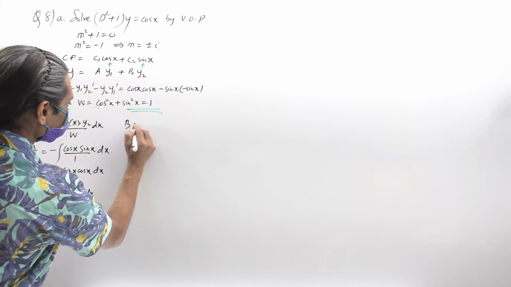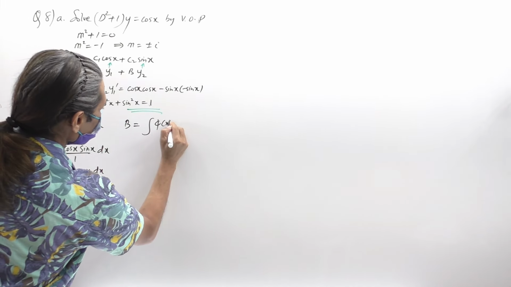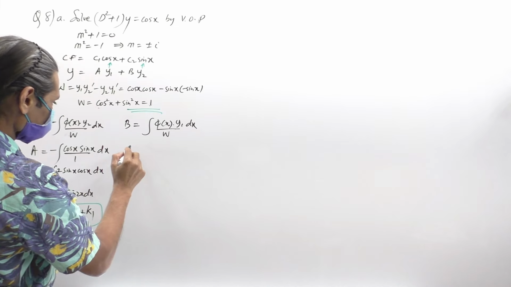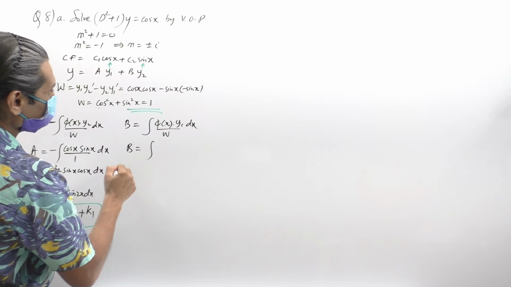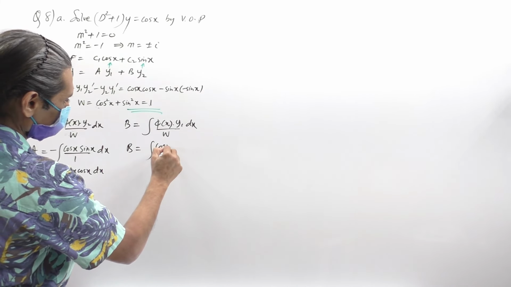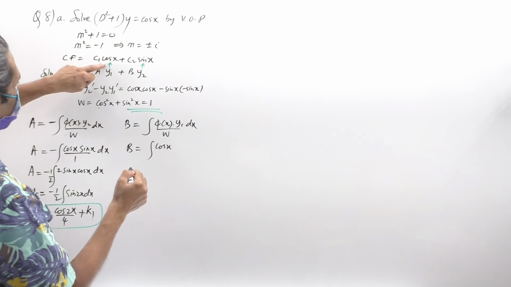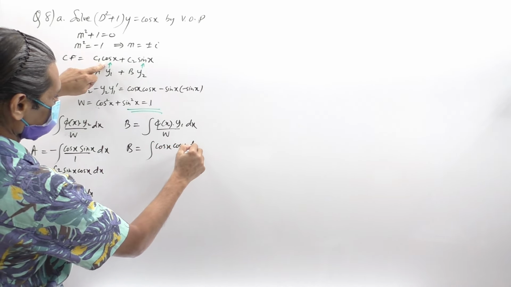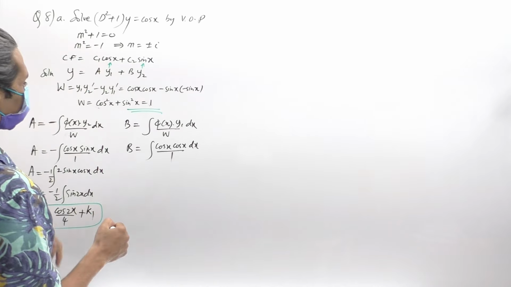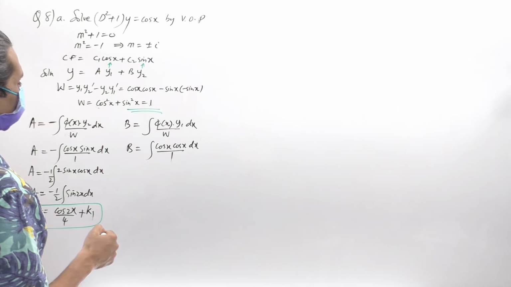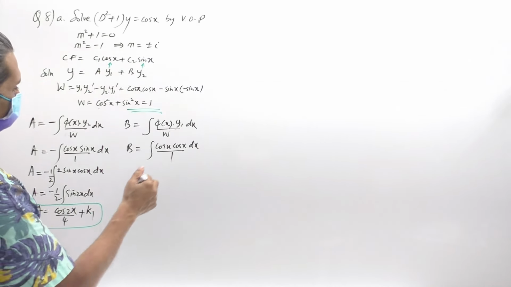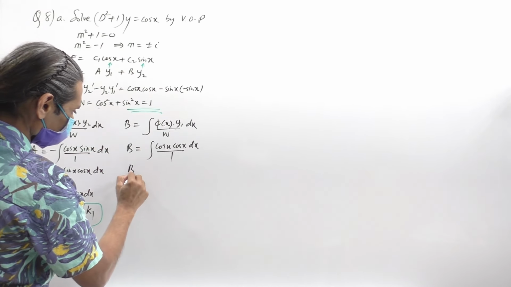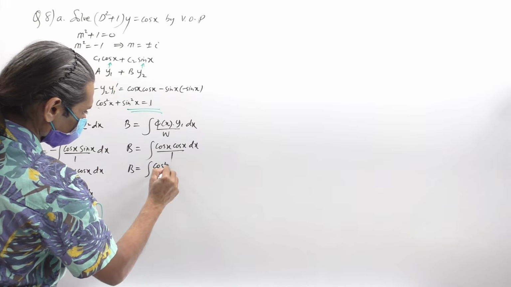Similarly, now b is equal to integration of phi of x into y1 divided by W dx, and that will be again b is equal to integration. What is phi of x? Cos x. And what is y1? y1 is again cos x, dx upon 1. So phi of x is cos x and y1 is cos x. So we get b is equal to integration of cos square x dx.